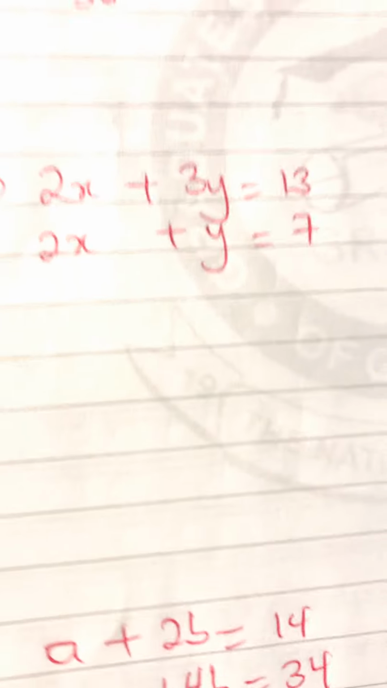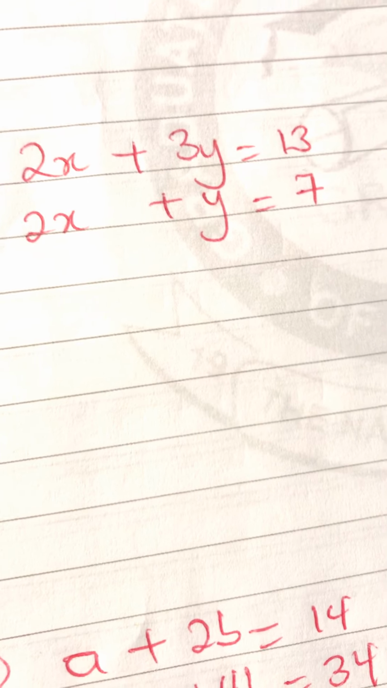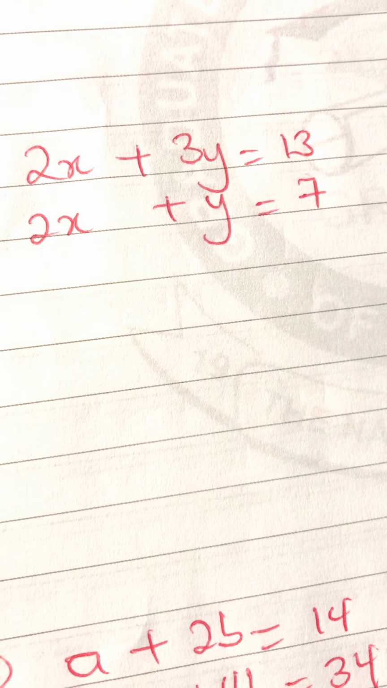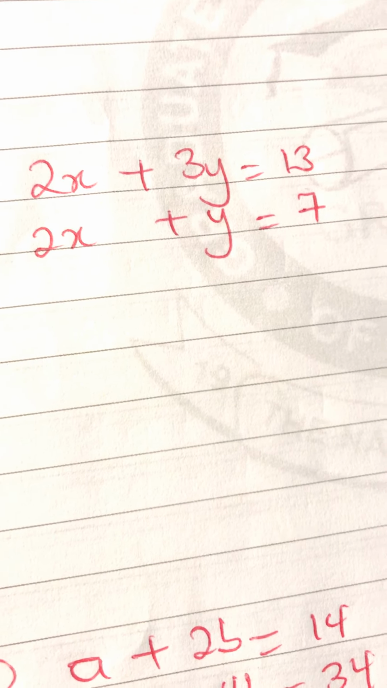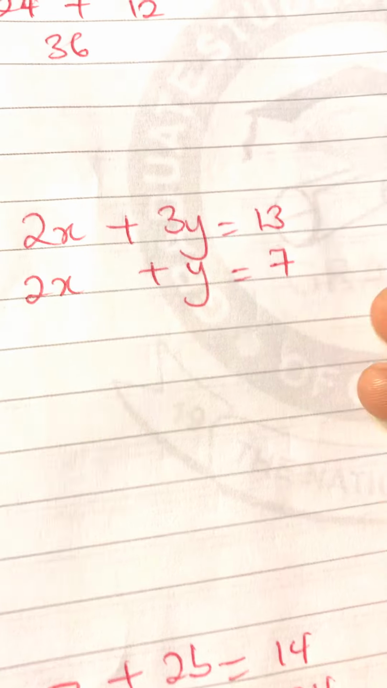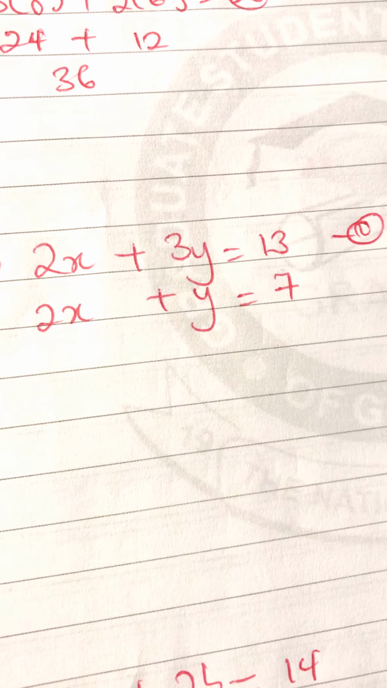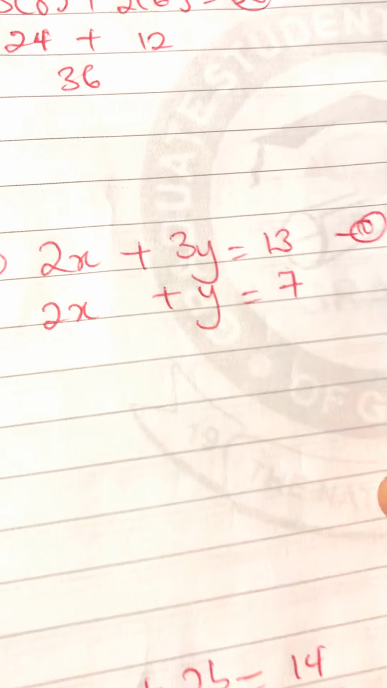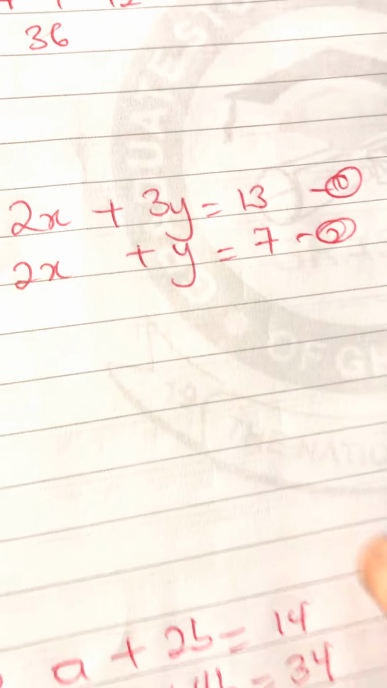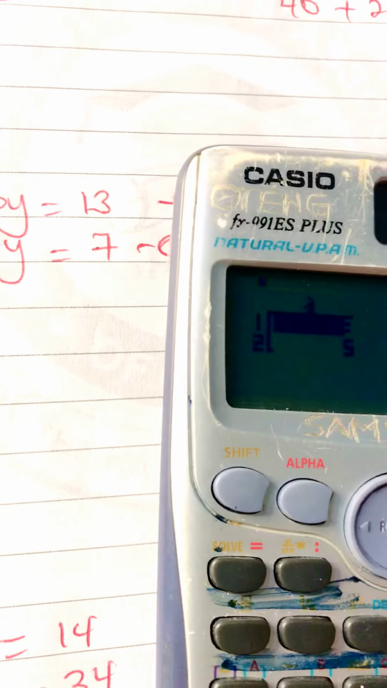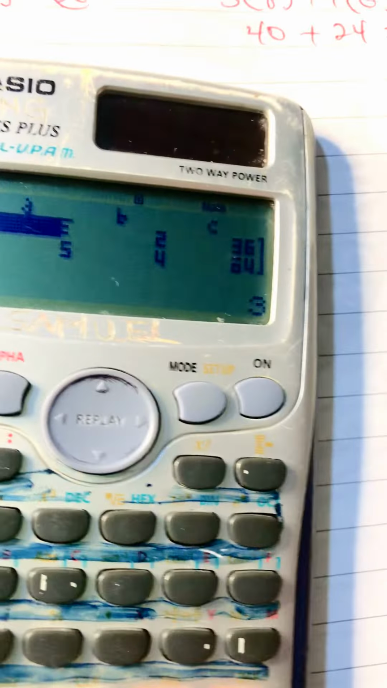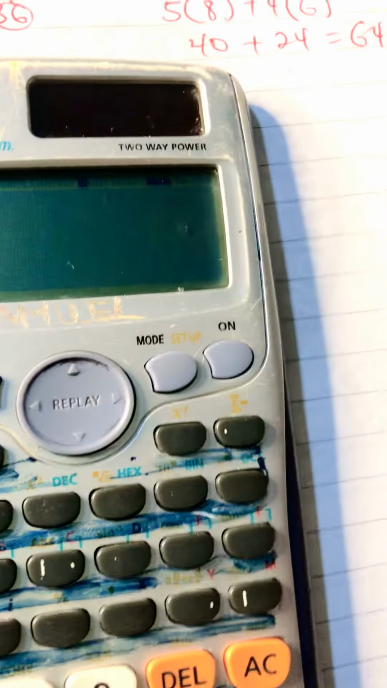Now let's see the second example. I have 2x plus 3y equals 13. So this will be our equation 1. Then 2x plus y also equals 7. This will be our equation 2. So now let's use the calculator to solve it. For you to get back to your normal mode, we press on mode and press on 1 to take you back.